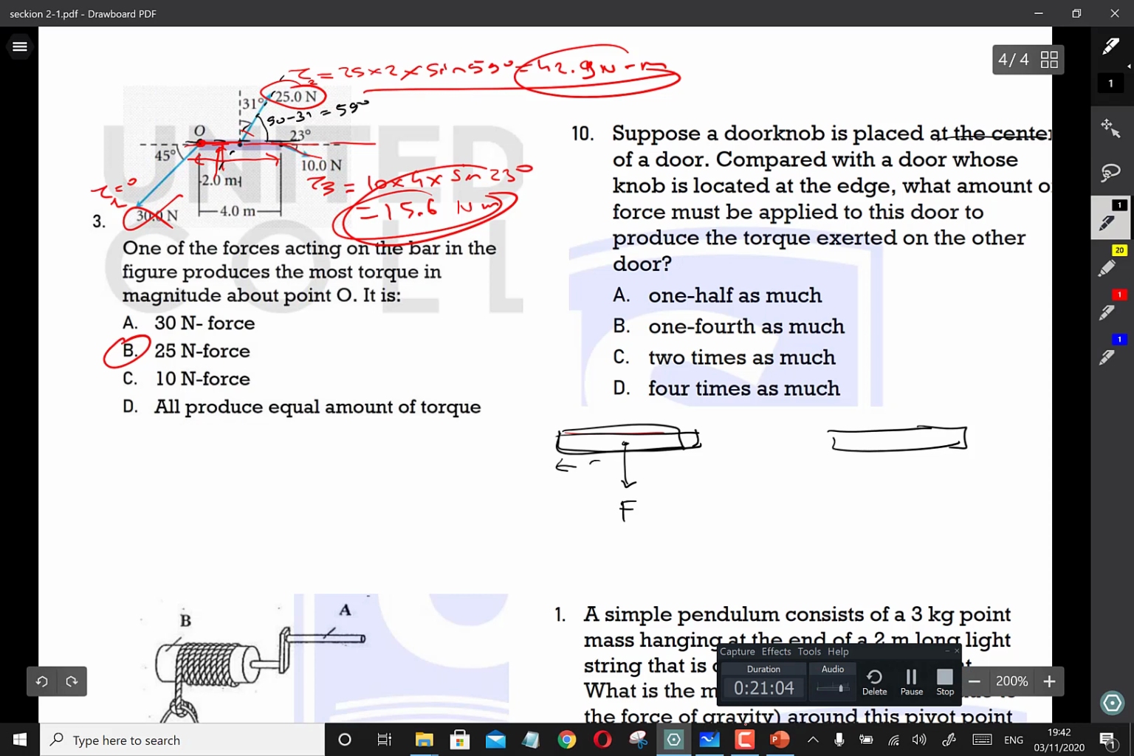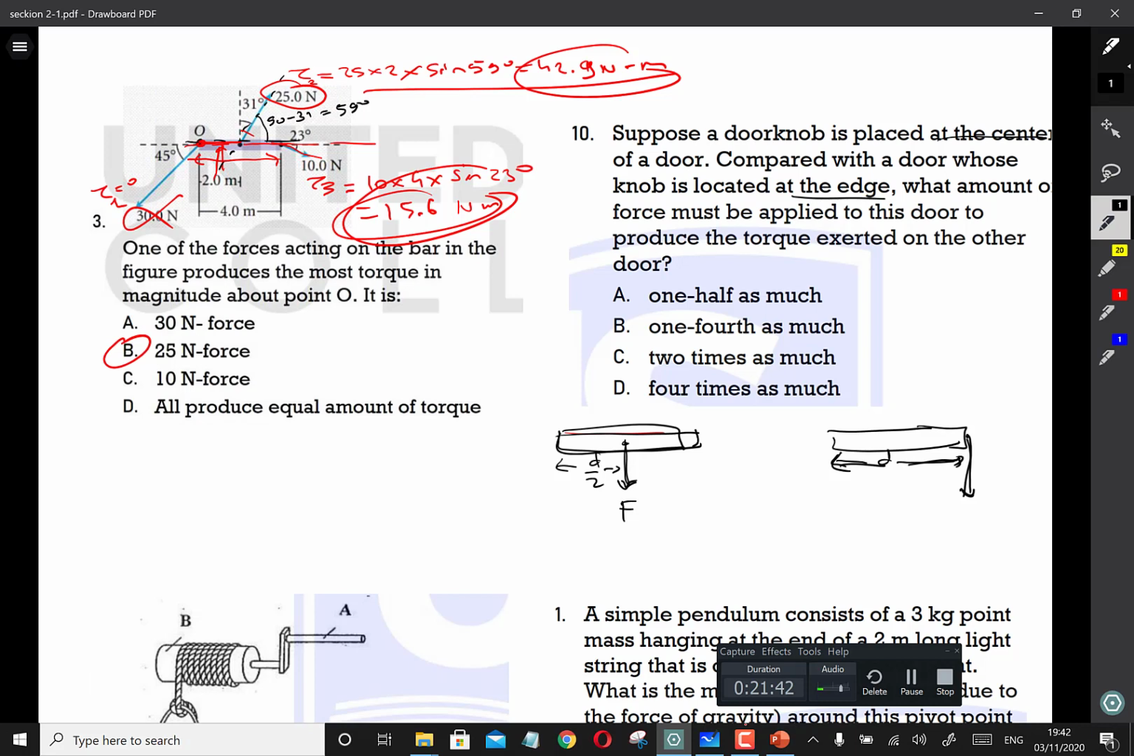And that's why the distance is going to be d over 2 for this. But for the other one, it is located at the end. It says compared with the door whose knob is located at the edge. Edge means in here. So that's why its distance will be d compared to that one. So what amount of force must be applied to this door to produce the torque exerted on the other door? So if you carry the force from the middle to the edge, because you increase the distance, the force must decrease.